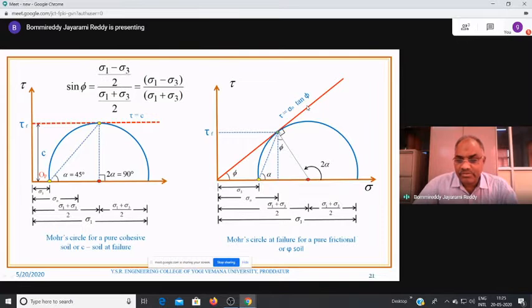And in this triangle, what is the hypotenuse? The hypotenuse is this horizontal distance OC. What is the horizontal distance OC? Sigma 1 plus sigma 3 by 2. So sin phi is equal to sigma 1 minus sigma 3 divided by sigma 1 plus sigma 3. This formula can sometimes be used for computing the phi value. That means if the major principal stress and minor principal stress are known, you can find out the angle of internal friction.